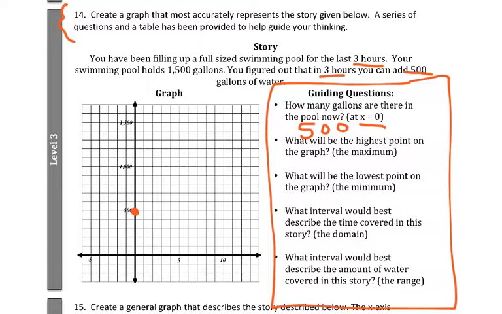Then you're going to want to ask yourself, what's the highest point on the graph? What's going to be the lowest point on the graph? In other words, remember that this axis right here is time. This is gallons. So it's kind of asking you, how high is your graph going to go? How low is it going to go? What's the most amount of water that the pool can hold? What's the least amount? It wants to understand the interval of time covered within the story. When did we start filling the pool? When will we finish filling the pool? And things like that. So that's my hint for level 3.